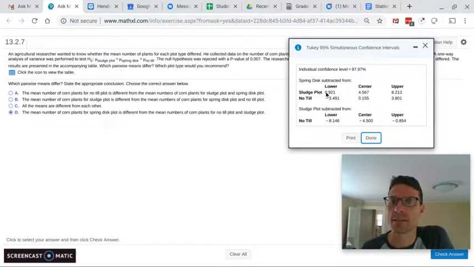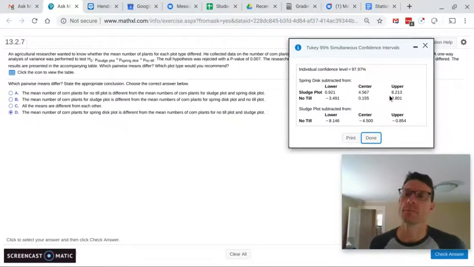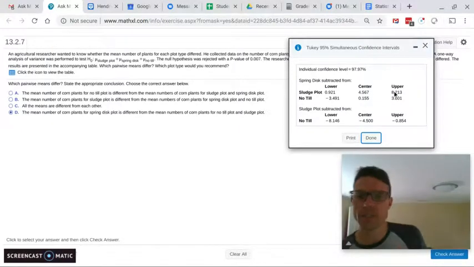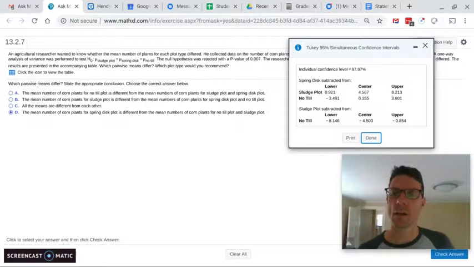The sludge plot doesn't have 0 in it, so for a confidence level of 95%, it's not containing that 0, where the means are equal to each other.